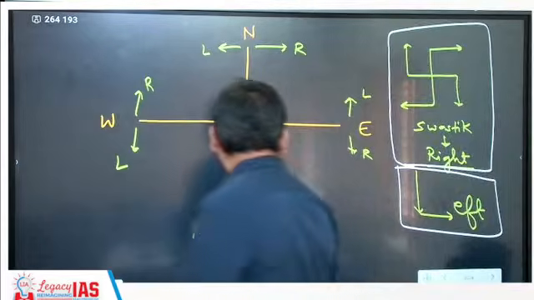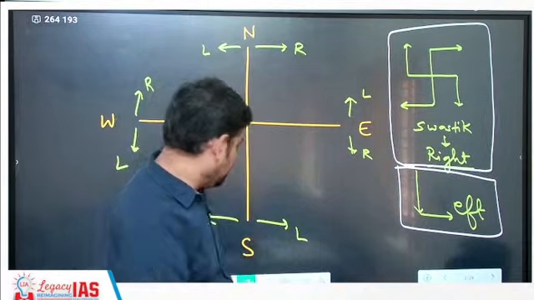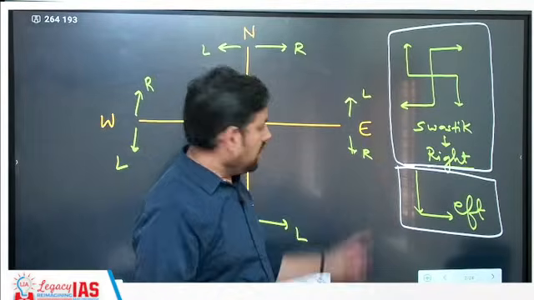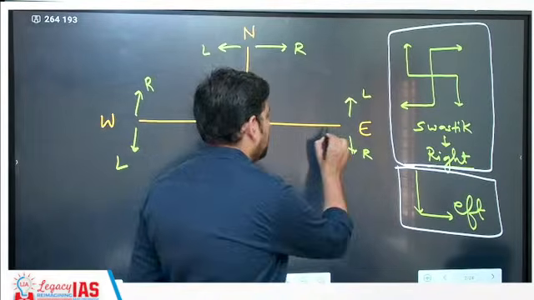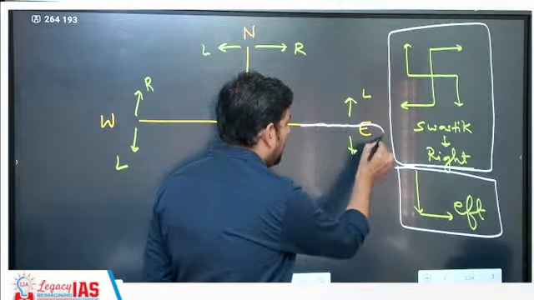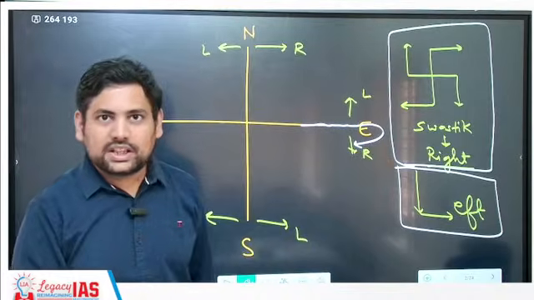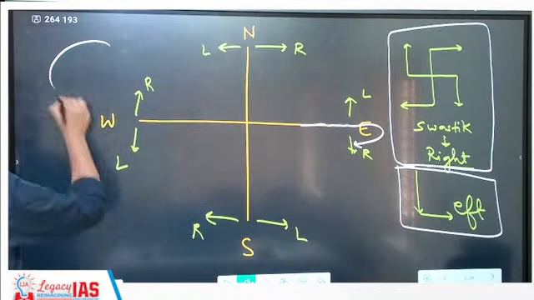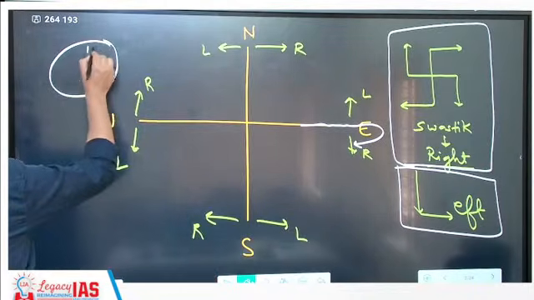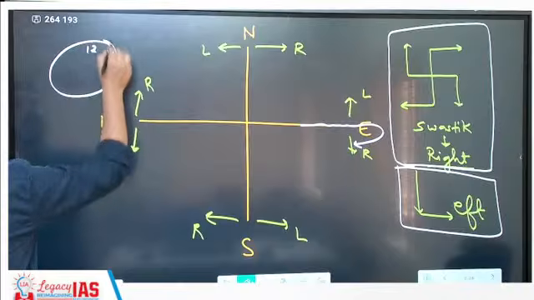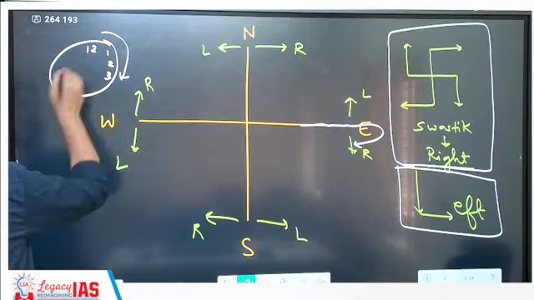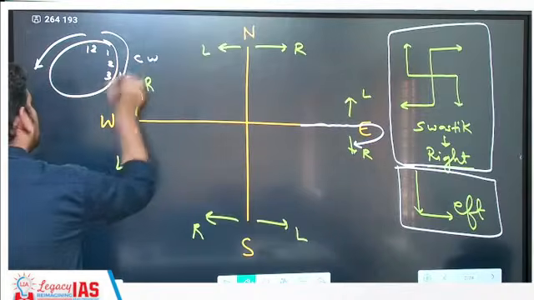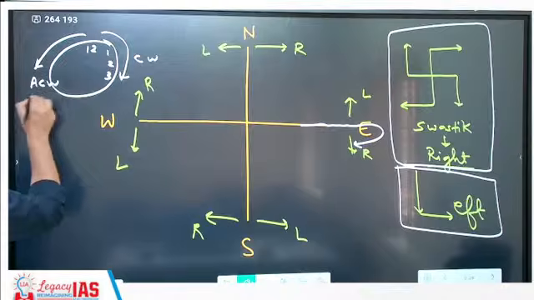So basically, if I am going towards east like this, and now I turn right, what is this, clockwise or anti-clockwise? If you remember, this is the clock, correct? If you go from 12 to 1 to 3, this is clockwise, and if you go in the opposite direction, this is anti-clockwise.